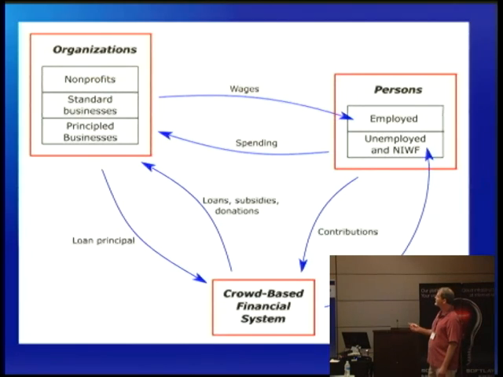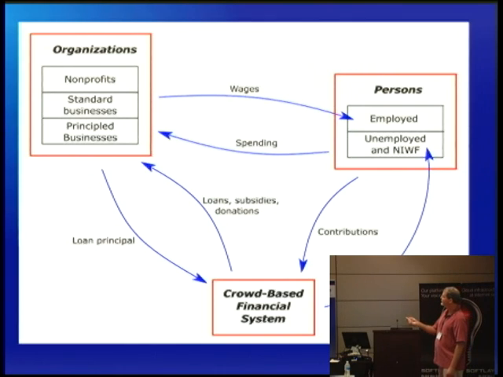Another agent is the person's agent, so these would be people who are employed by some organization, or perhaps they're unemployed or not in the workforce, NIWF, not in the workforce. The third primary agent is the crowd-based financial system, the CBFS, which I've already mentioned.